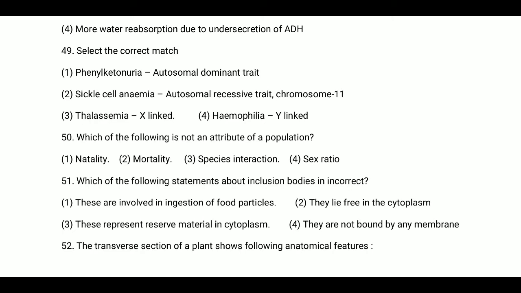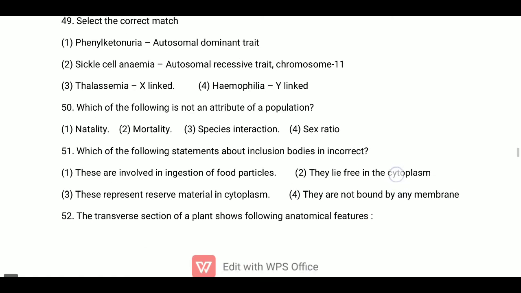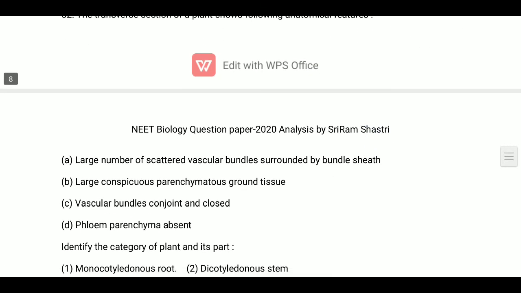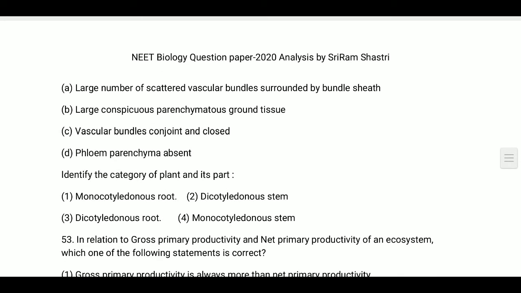The transverse section of a plant shows the following anatomical features. What features you see, that you have to tell. Large number of scattered vascular bundles surrounded by bundle sheath, large conspicuous parenchymatous ground tissue, vascular bundles conjoint and closed, phloem parenchyma absent. So identify the category of plant and its part. You have to identify which part it is. Okay, tell me: monocotyledonous root, dicotyledonous stem, dicotyledonous root, monocotyledonous stem.